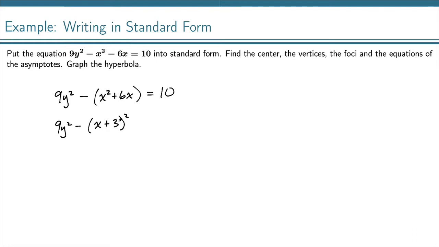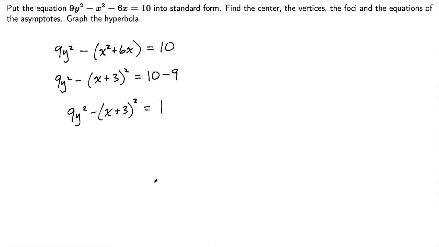And this is an extra 3, this gives us an extra 3 squared times a negative 1. So this gives us an extra negative 9. And so we're going to put another negative 9 on the right side as well to balance that equation out. Well, that's equal to 1 now, which is fantastic, because that's the standard equation for a hyperbola. And so now this is in our general form.